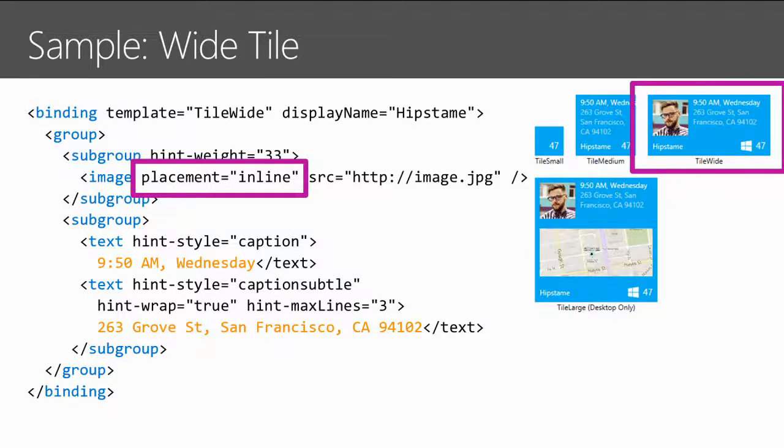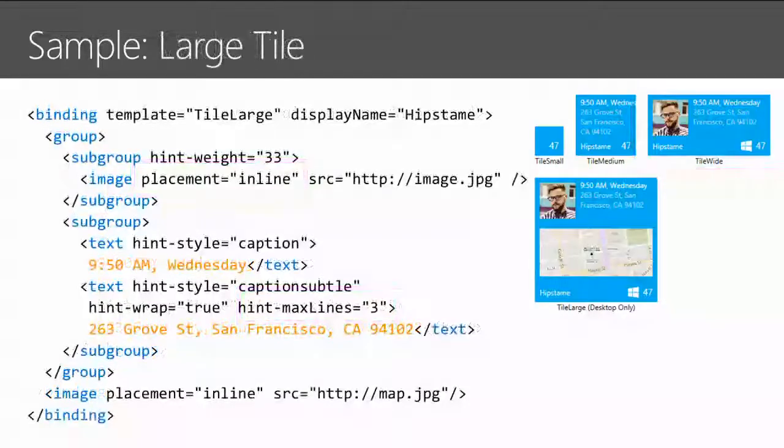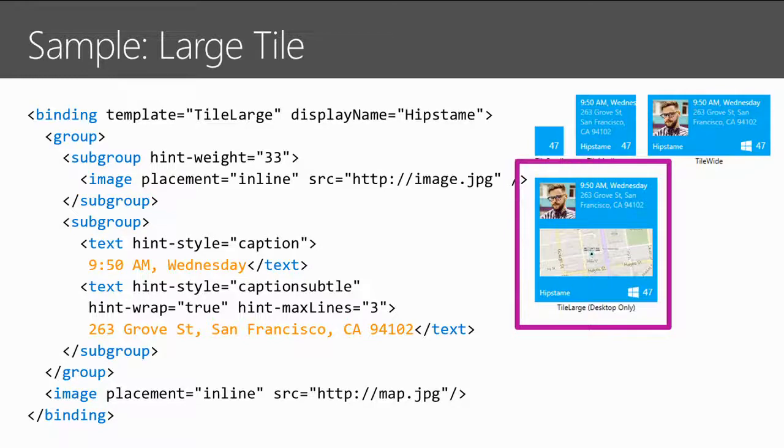But then I have a group at the bottom. In fact, that's worth pointing out, that we can set max lines. All right. But I want to show this one because then I can also have an image at the bottom. So I can set that to be inline as well. So now I have two images on my tile, but it won't be there if there's not enough room.